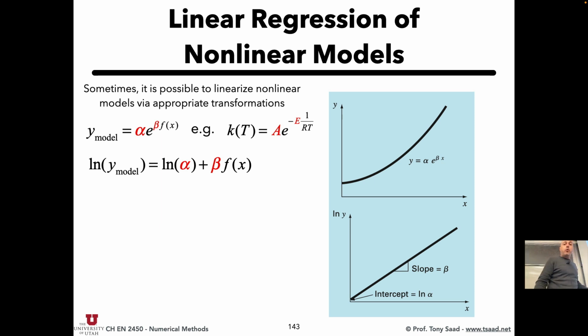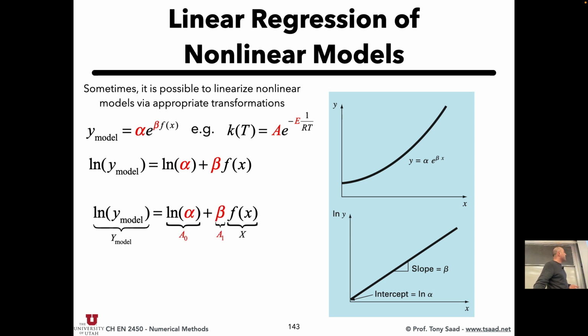Now, all you have to do is reassign or assign new names to those coefficients. If you call log of y model, that's a totally computable quantity because your input data is going to be given to you. Just simply take the log of it. So you call that your new y model, capital Y. Log alpha, call it A naught, and beta, call it A1. And then this whole f of x, call it capital X. Okay? Then you have a linear regression model.